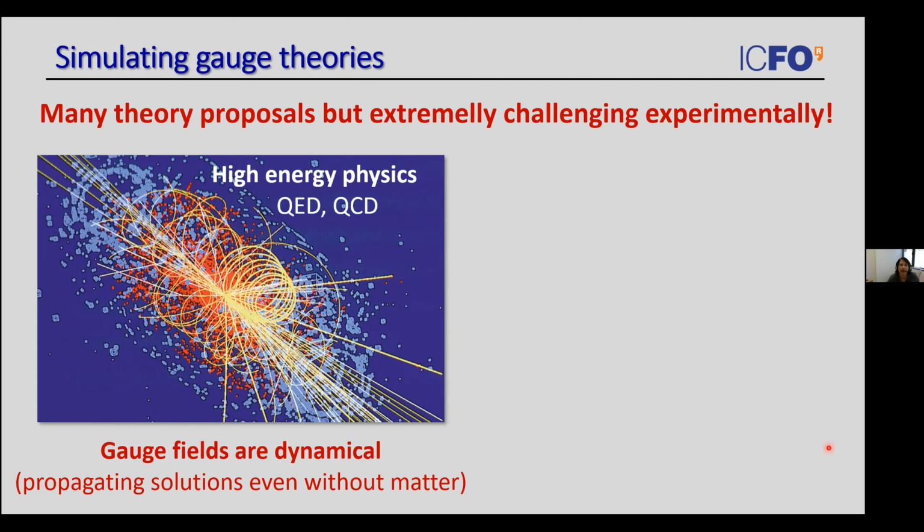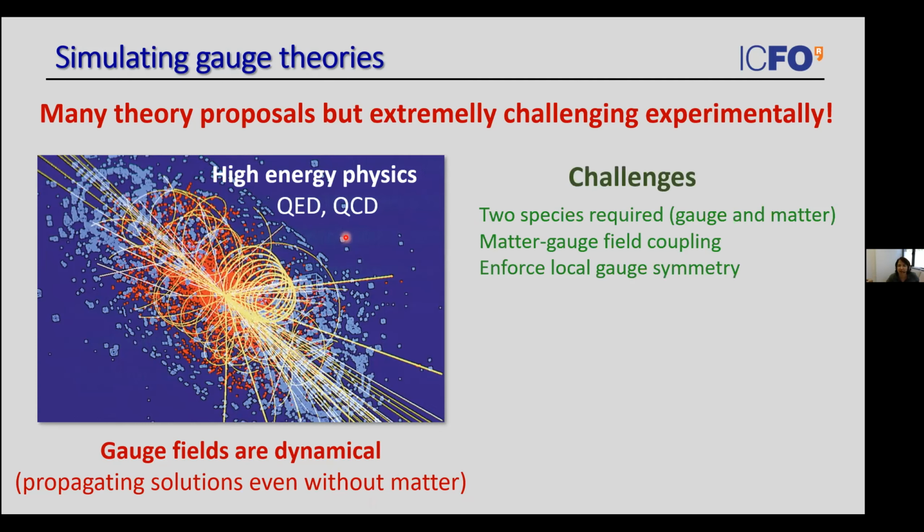but because this is very hard experimentally. And one big reason why this is very hard experimentally is because in this type of models, the gauge fields are dynamical. That means that they have propagating solutions even in the absence of matter. If you think of QED, even in vacuum, you have the photon, and the photon propagates even if there is no matter there. So that means that if you want to simulate something like QED in your cold atom lab, you have to overcome many challenges.